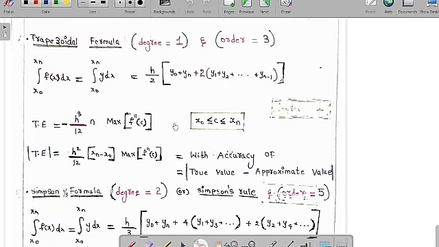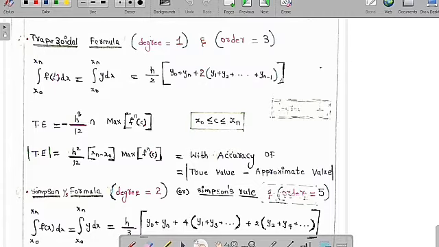With the help of these formulas, we can figure out the integration of the function f of x from x0 to xn. First, the trapezoidal formula. The trapezoidal formula holds exactly only for polynomials of degree 1, and we can even say its order is up to 3. So the polynomial should have a degree of 1, and the order of the trapezoidal formula is always equal to 3.